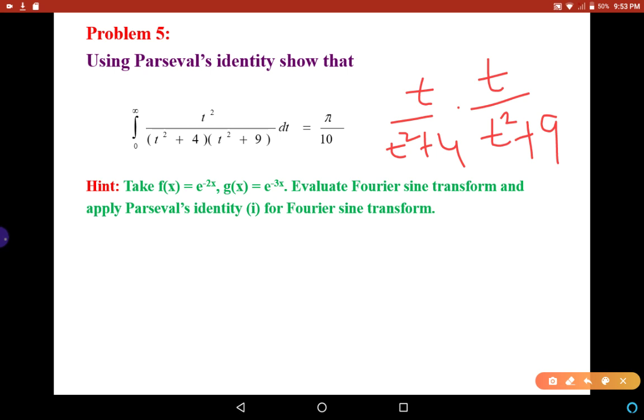And we know that s by s square plus a square is the Fourier sine transform of e power minus ax. So that is why we consider f of x is equal to e power minus 2x and g of x is equal to e power minus 3x, and we evaluate the Fourier sine transform and then apply Parseval's identity to derive this integral. So you can easily solve them, try it and obtain the solution.